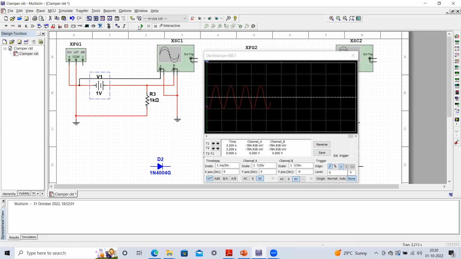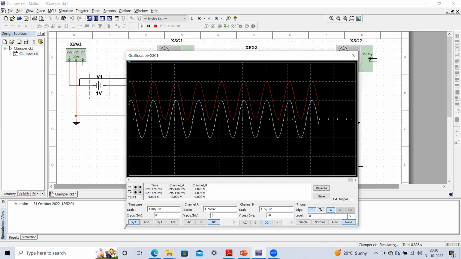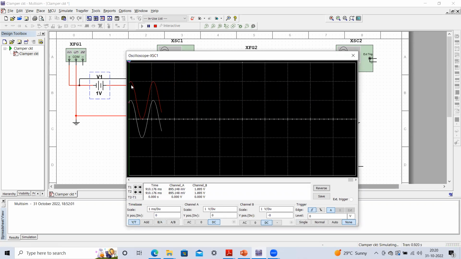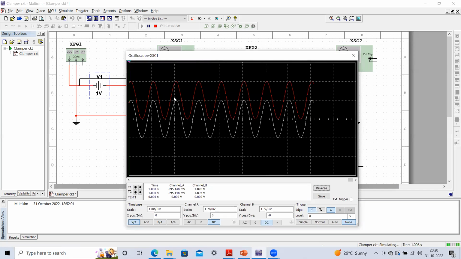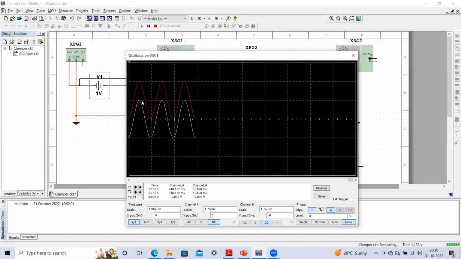After adding it, you will find that this output waveform is upshifted, and its average value is equal to 1 volt. Because this is your 0 volt, this is 1 volt, and this is 2 volt, at 1 volt per division, and our ground level is this one. So this is our waveform, and now its DC level is equal to 1 volt.